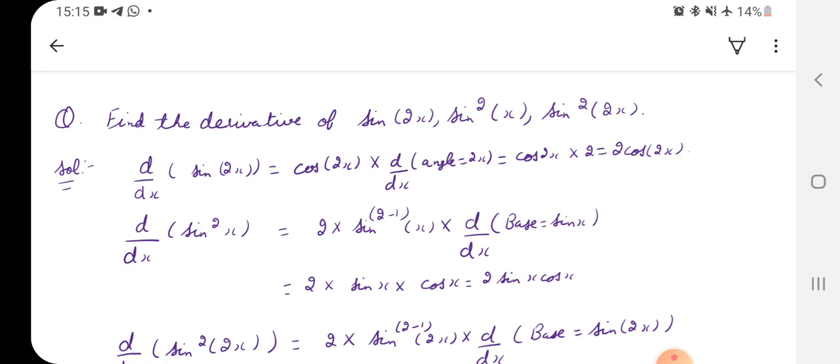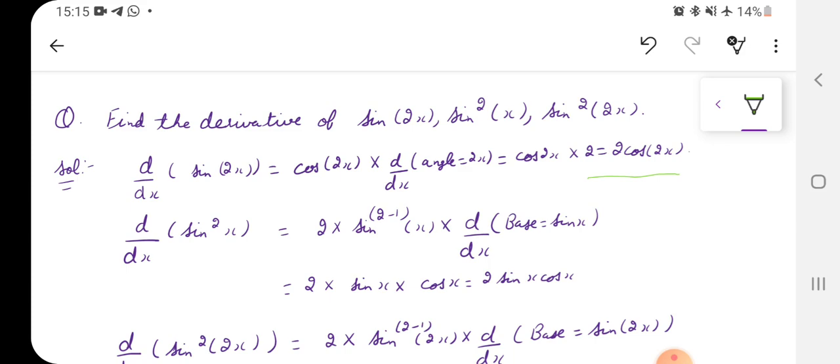So cos 2x into the derivative of the angle, which is 2x. The derivative of 2x will be 2 outside, and the derivative of x with respect to x will be 1. So it will be 2 times cos 2x, right? So this will be our derivative of sin 2x.